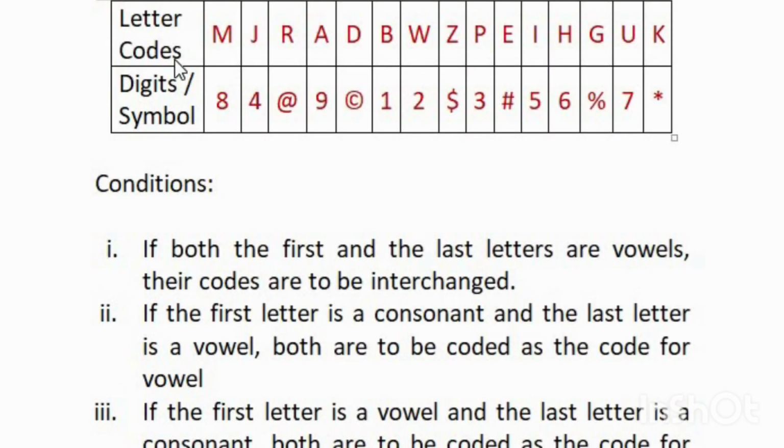And for the third workout question, the letter codes are MJRAD, BWZ, PEIHGUK, and digits or symbol are 8, 4, @9, copyright, 1, 2, $3, hash, 5, 6%, 7 and star. And the conditions are: first one, if both the first and the last letters are vowels, their codes are to be interchanged. Second one, if the first letter is a consonant and the last letter is a vowel, both are to be coded as the code for vowel. And the third condition, if the first letter is a vowel and the last letter is a consonant, both are to be coded as the code for consonant.